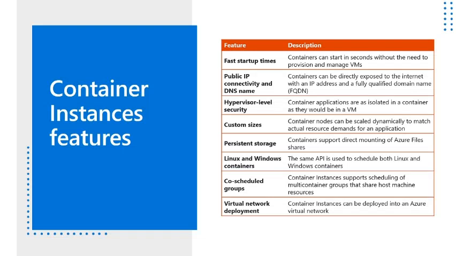Container instance supports Windows image based on long-term service channel (LTSC) version, Windows semi-annual channel (SAC). Releases like 1709 and 1809 are supported. Co-schedule groups. Container instances supports scheduling of multi-container groups that share a host machine, local network storage, and life cycles. This enables you to combine your main application container with other supporting role containers such as logging sidecars.